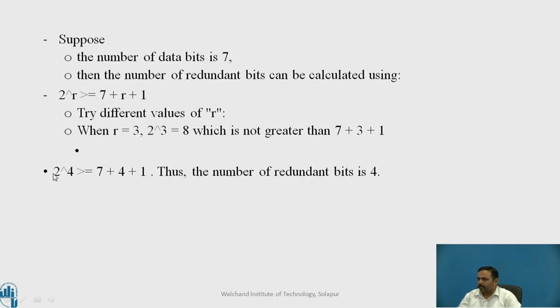So now put r equal to 4. 2 raised to 4 is 16, greater than or equal to 7 plus 4 plus 1. 7 plus 4 is 11, plus 1, 12. 16 is greater than or equal to 12. Thus the redundant bits are 4. For 7 bits of data, we can add 4 redundant bits.